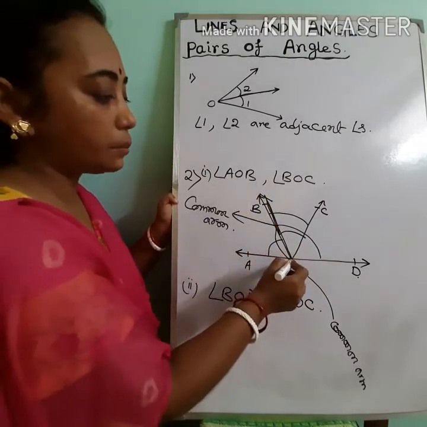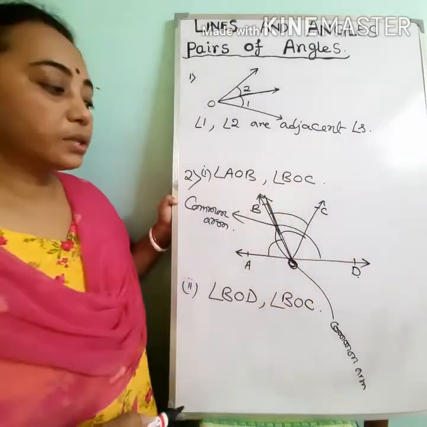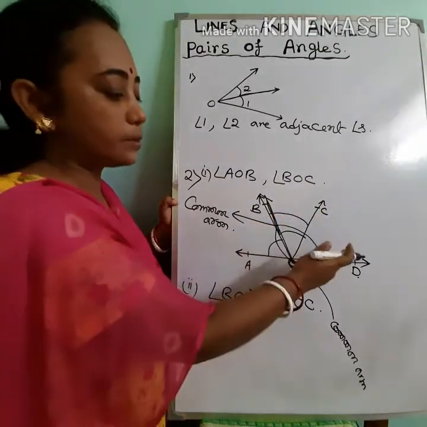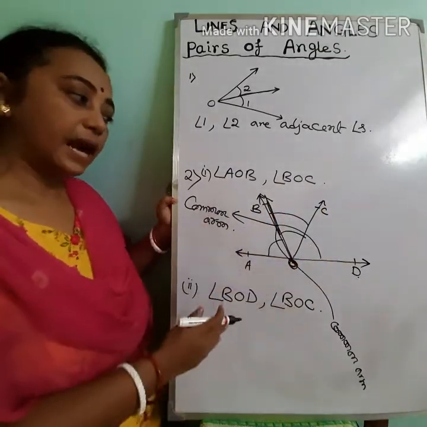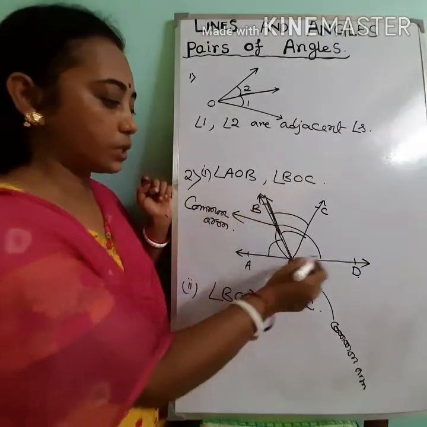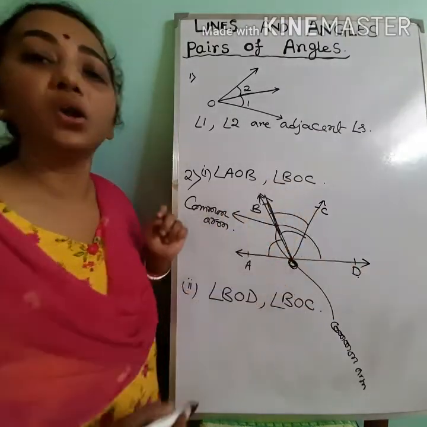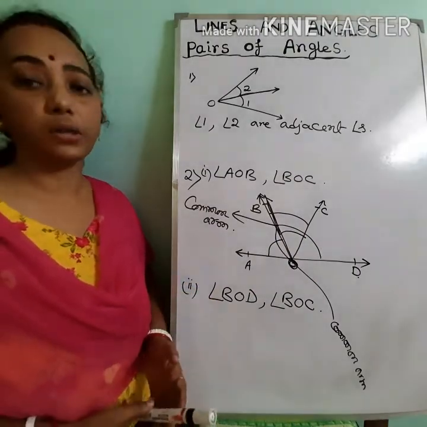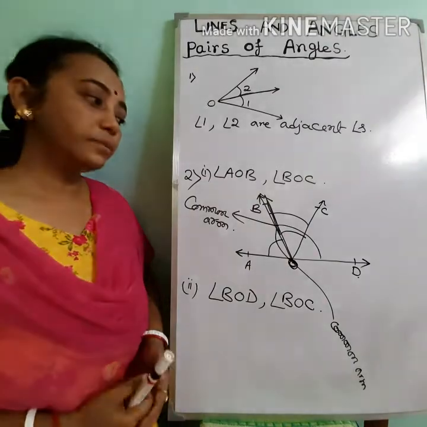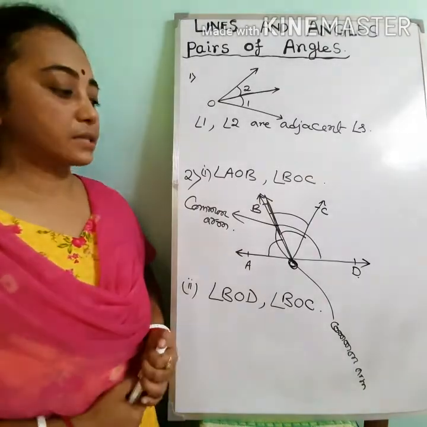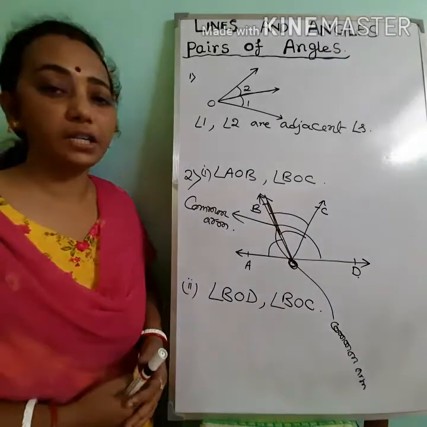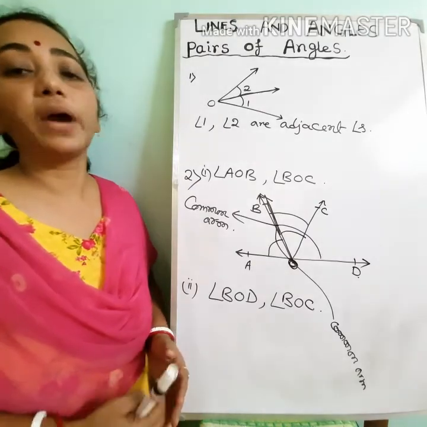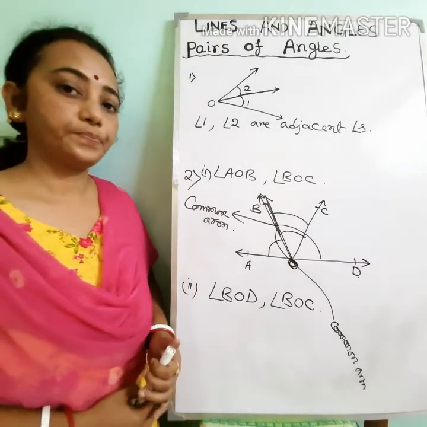The non-common arms OC and OD are on the same side of OB. They are not lying on the opposite side. They are on the same side of OB. So we can say that these two angles, that is angle BOD and angle BOC, are not adjacent angles. Because if the non-common arms are on the same side of the common arm, then these two angles are not adjacent. So if any one of the three conditions is not satisfied, we can say that the two angles are not adjacent angles.